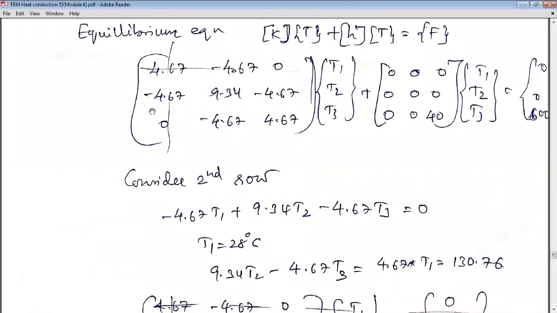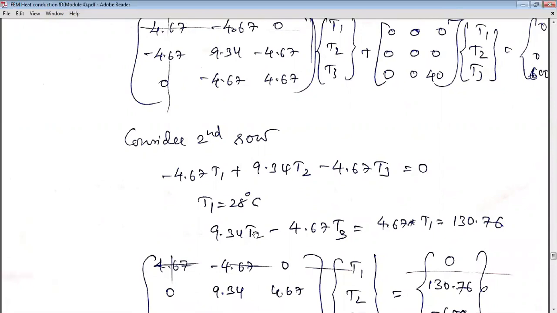Look at the same technique I used in the previous two problems. Consider that row which does not have 0 in first row, first column. Why first row? Because T1 is specified. T1 corresponds to row number 1. So minus 4.61. Before you strike off, use this matrix: minus 4.61 T1 plus 9.34 T2 minus 4.61 T3 is equal to 0. Then put T1 in this equation, whatever the value is. Then go to 9.34 T2 minus 4.63 T2. T1 you substitute 28 degrees Celsius; all the values in degrees Celsius, you need in Kelvins.